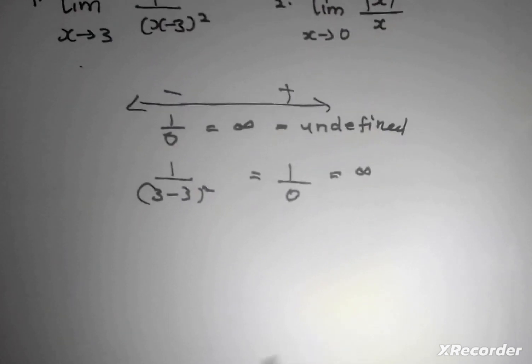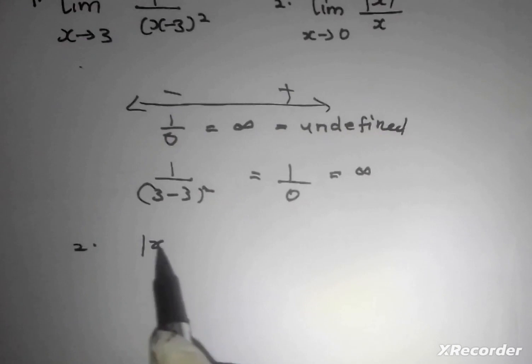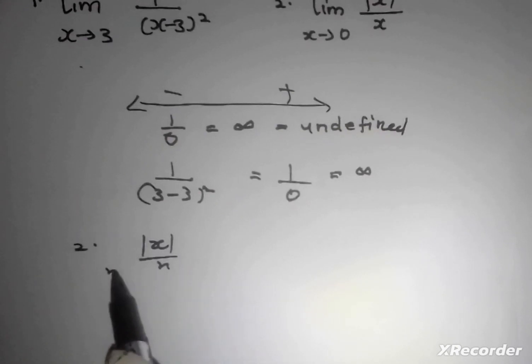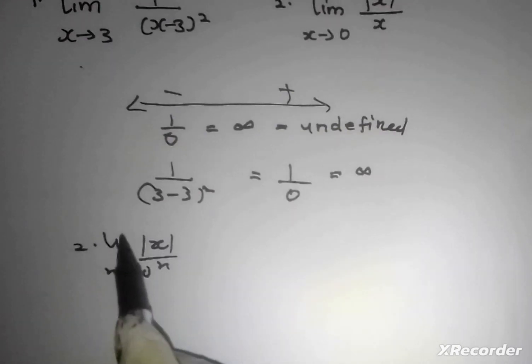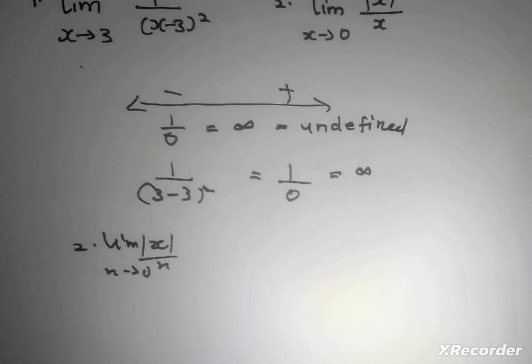Let's go to our second problem. So the second problem is absolute of x over x, as x approaches 0, we have our limit here. So now, you know absolutes, if you put positive, you will still get positive. If you put negative, sorry, you still get positive. Absolutes, whatever input you put here, you're going to get a positive solution.